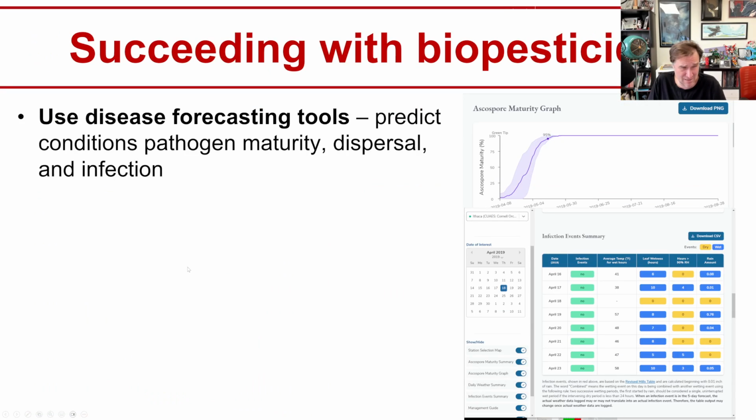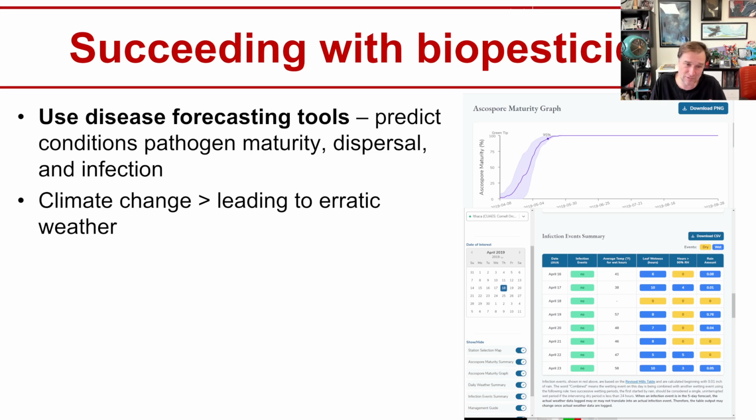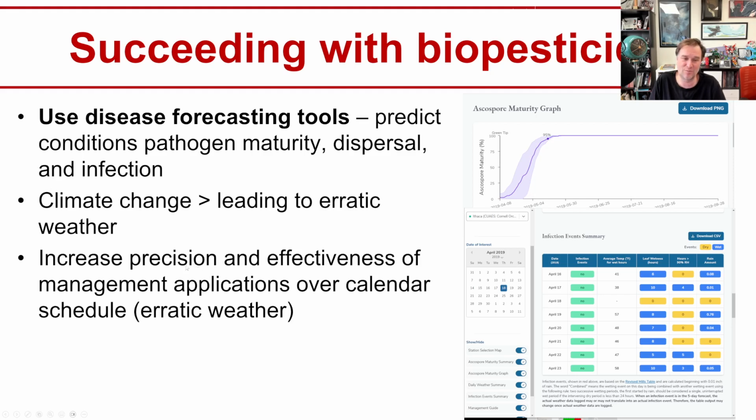The third thing to do in order to be successful is use disease forecasting tools. They're going to predict the conditions for pathogen maturation, dispersal, and infection. This will increase your precision and increase the chance of getting a biopesticide to work. Now, climate change can lead to erratic weather, which may force you to be more agile and may cause the models to behave a little more inconsistently, but they're still better in terms of precision and effectiveness than just spraying every Monday, etc.